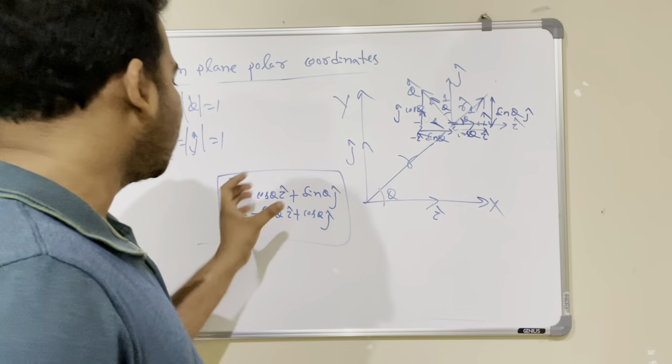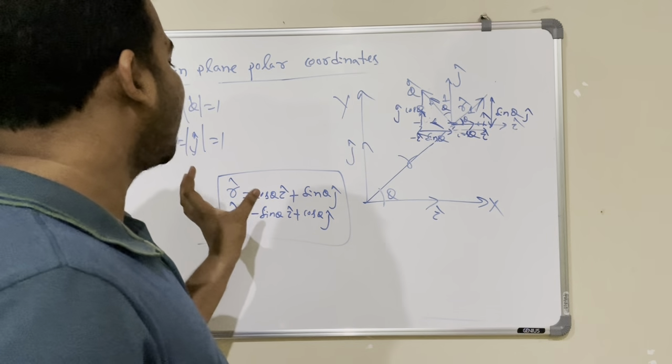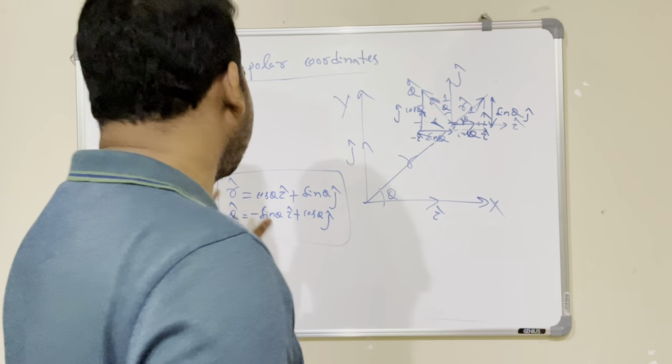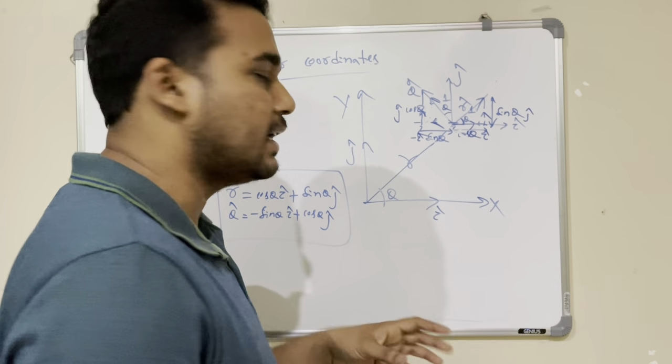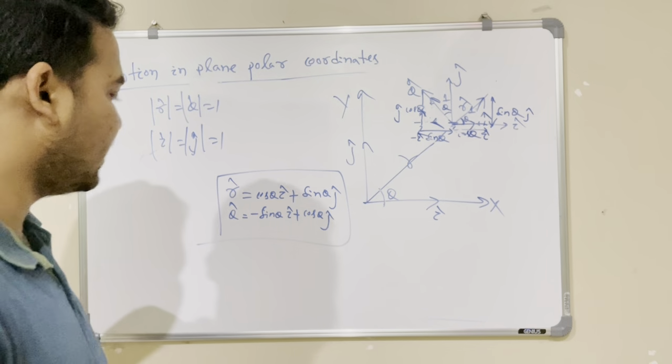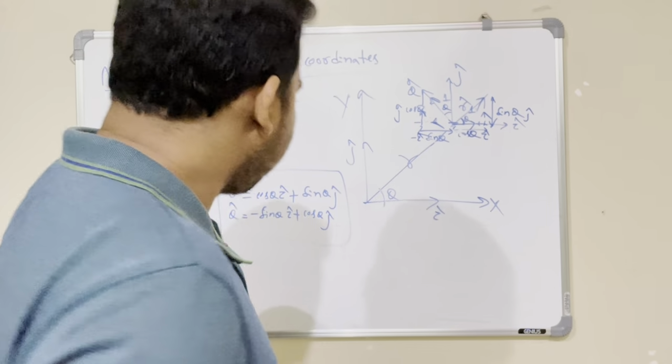So it is clear that r cap and theta cap are functions of theta only. They are not functions of r. That means if theta changes, then r cap and theta cap will change. So this is the thing.